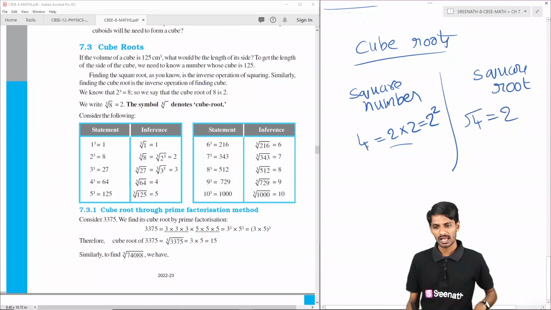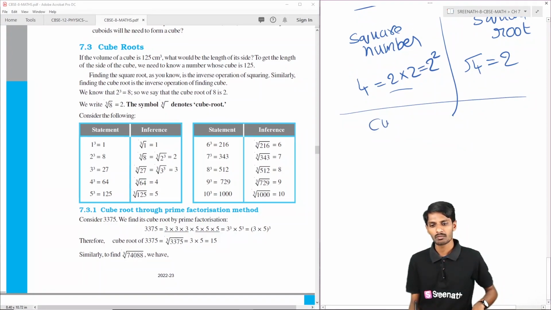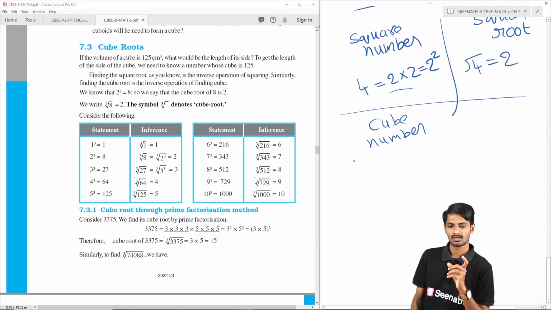Similar to that, here we have cubes and cube roots. Here, cube number or cube. What is the cube? A well known cube is that 8 is the cube. We can write it as 2 into 2 into 2. It is 2 cube.